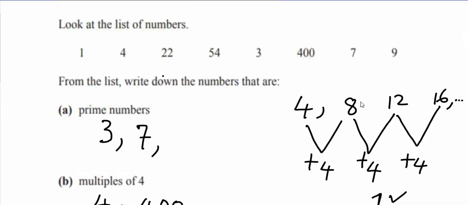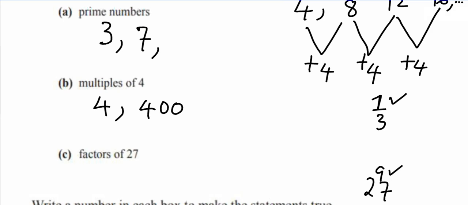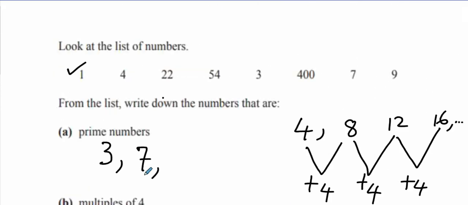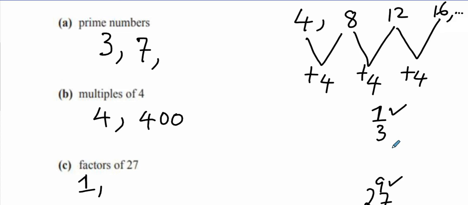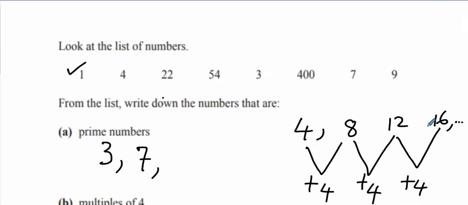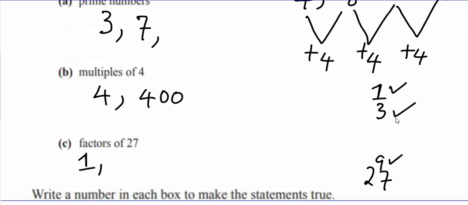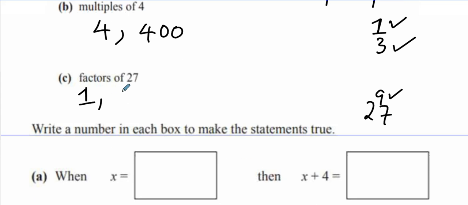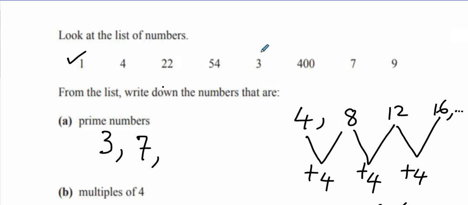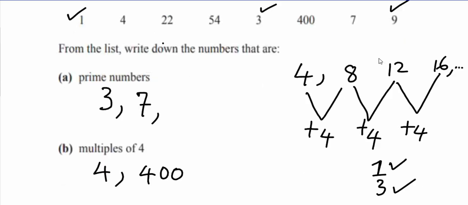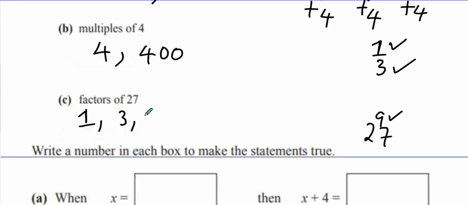Now, do we have 1 in the list? Yes, we have 1 in the list. So put them here. Factors of 27 are 1, and we have factors of 3 and 9. Do we have 3 in the list? Yes, 3 is there in the list, and also 9 is there in the list.